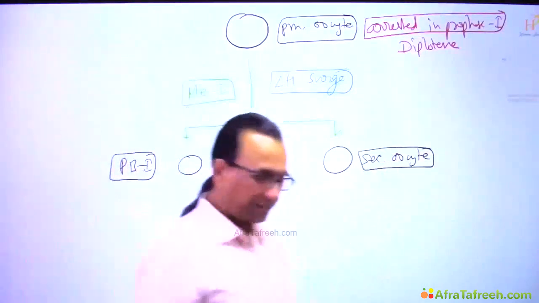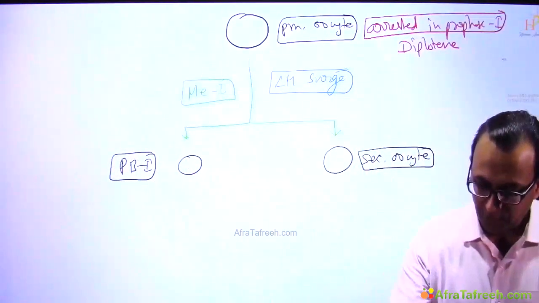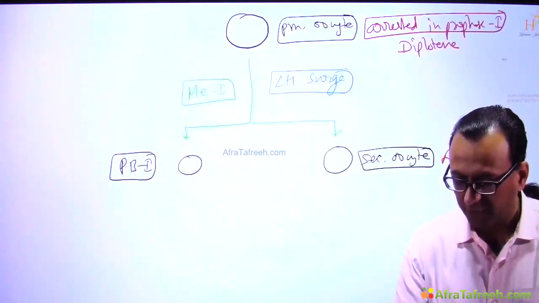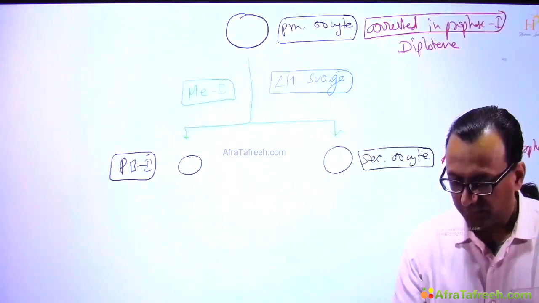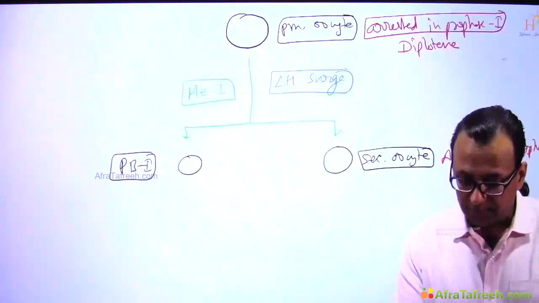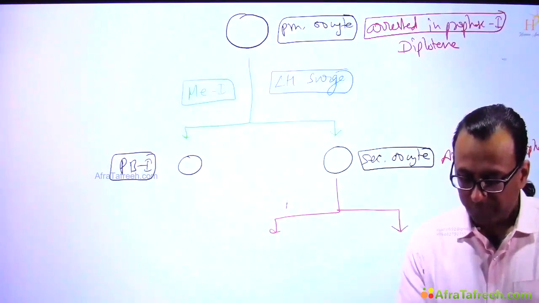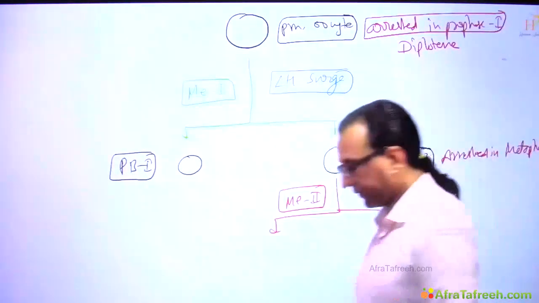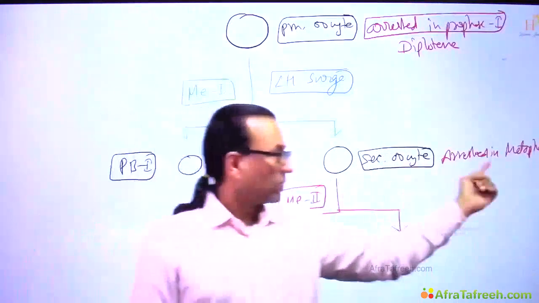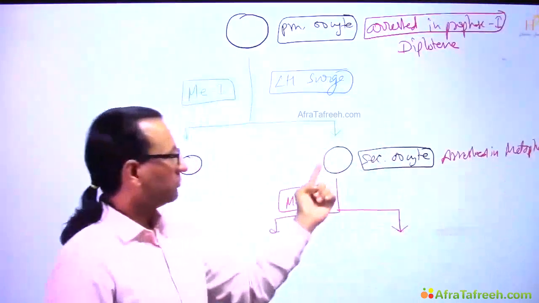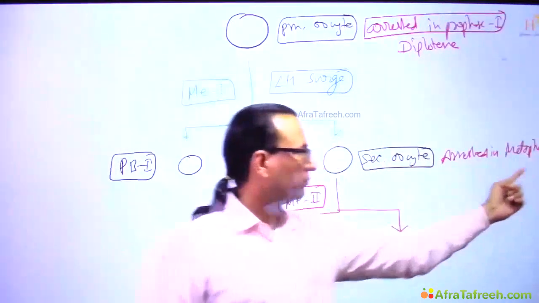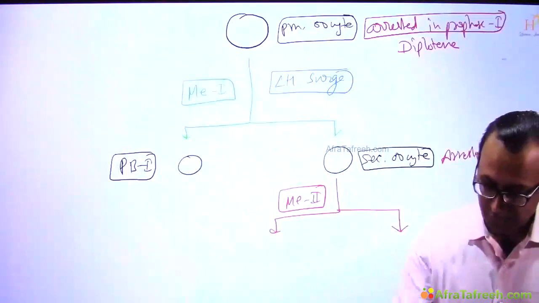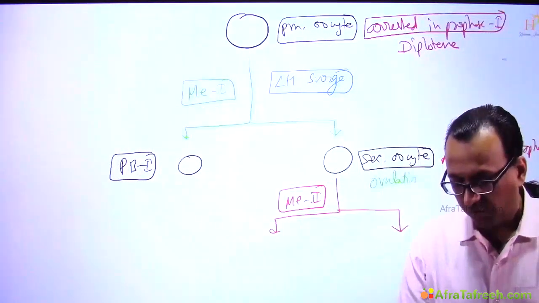And what about the secondary oocyte? The secondary oocyte is now arrested in metaphase 2. So secondary oocyte is now arrested in metaphase 2. Yes, metaphase 2 of meiosis 2. It has already entered the meiosis 2, but in meiosis 2 it was arrested in the metaphase. What it requires is ovulation now. So the secondary oocyte arrested in metaphase 2 of meiosis 2 is undergoing ovulation, and then it is waiting for the sperm for fertilization.